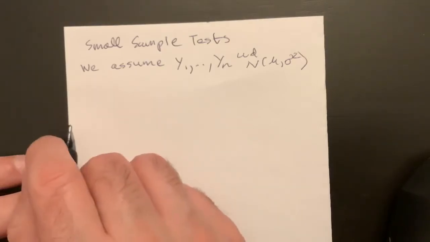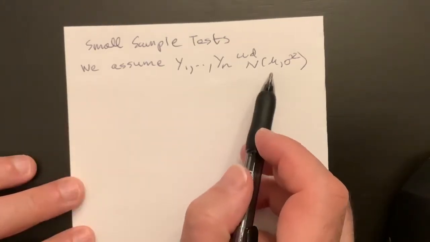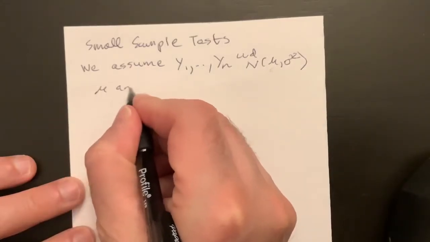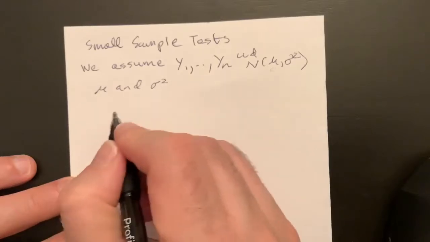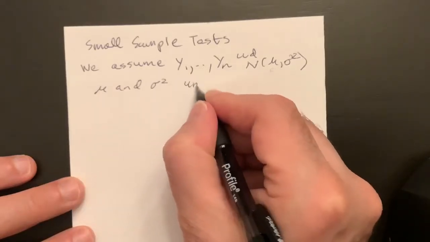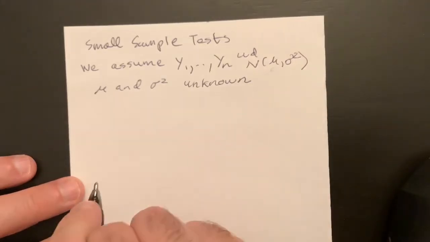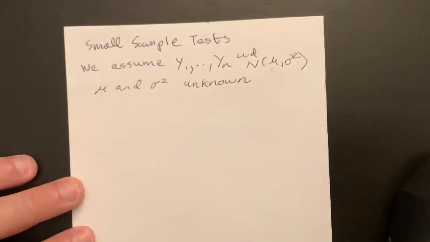So an example we might want to do. Now these are probably unknown, so mu and sigma squared, probably unknown. So in general, unknown.